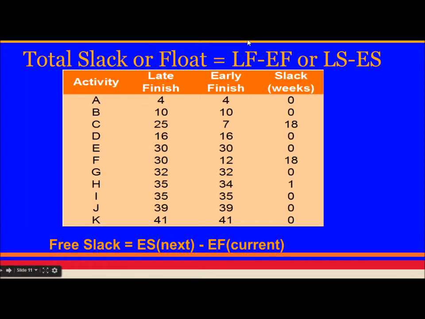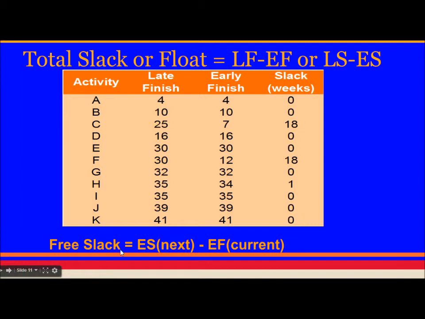Total slack or total float formula is LF minus EF or LS minus ES. You can calculate for each of the nodes the slack time. Like for activity A, late finish is 4 and early finish is also 4. So LF minus EF is 0. So on activity A, the slack is 0. For activity C, the late finish is 25 and early finish is 7. So there is a slack of 18, there are 18 weeks slack. So for each node, you can find out the slack timing.